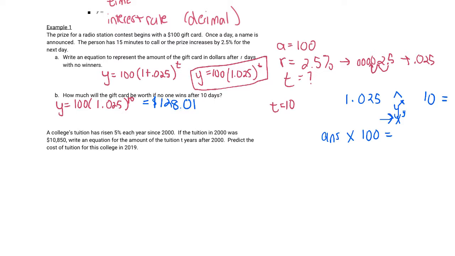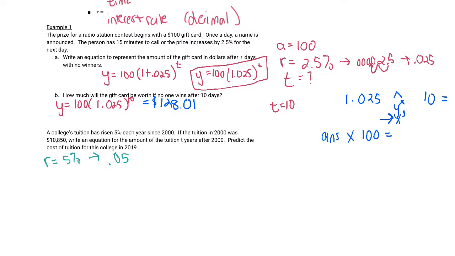I want you to pause it here and try the next one on your own about college tuition. Ready, set, go. All right, let's write down what our variables are. College tuition has risen 5% each year. That's our interest rate. We start out with 5%. We want to make that a decimal, and it is what? That's right, it is 0.05. We move that decimal point 2 places to the left.